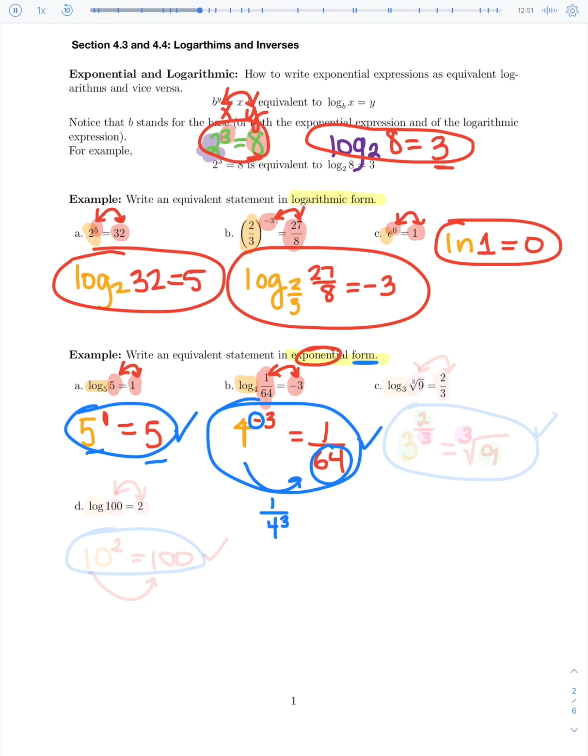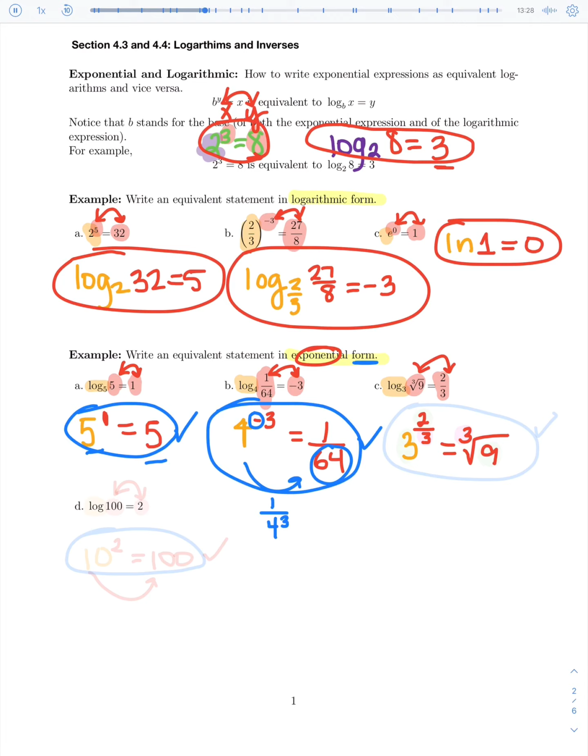Let's look at C. In C, we have log base 3. So this would turn into, when rewritten, an exponential base 3. The only difference is we again have to use our rules of inverses and swap our x and our y, which means the exponent on my 3 is actually going to be the 2/3 that moves over there. Will equal, the cube root of 9 will move to the other side. And there's our equivalent statement.